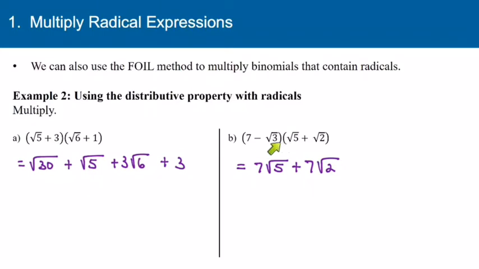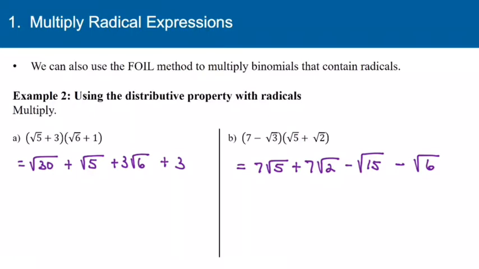Inner times inner would be negative square root of 3 times the square root of 5. And we know that 3 times 5 is 15, so we're just going to write this as minus square root of 15. And then last times last would be negative square root of 3 times square root of 2, so we will write that as minus square root of 6.